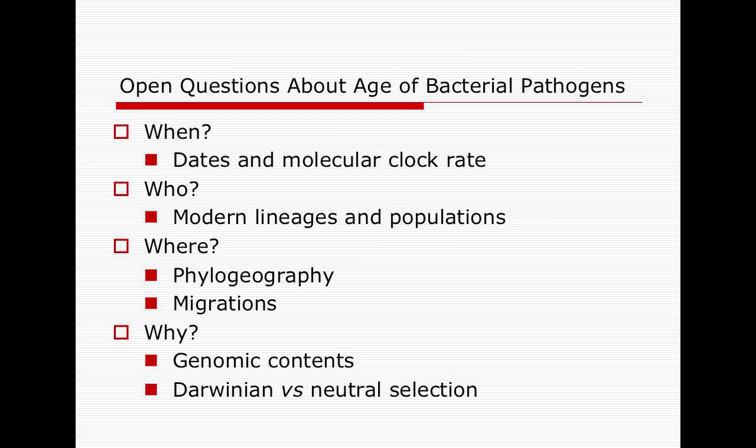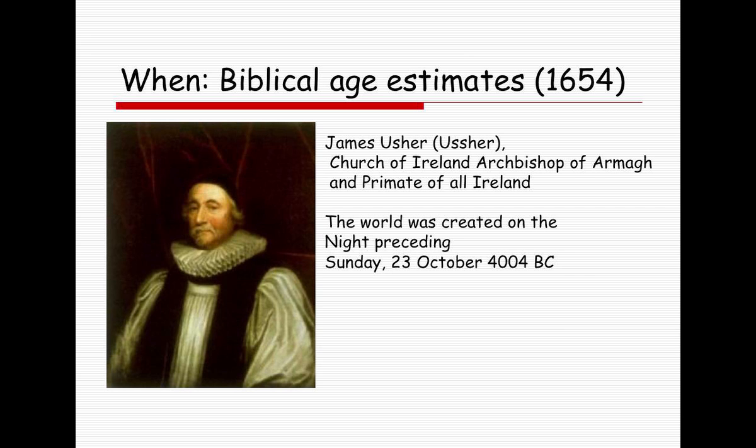So when we talk about when, this is a non-Darwinian. In fact, this date of 4004 BC is still believed by a number of creationists. And that's impressive. Somebody came up with a date estimate in 1654, and now 360 years later, it's still gospel. I suspect not many of you here believe it. But the precision, not the accuracy, is well beyond anything we can do today. He actually said it was on the night preceding Sunday, 23rd of October, 4004 BC.